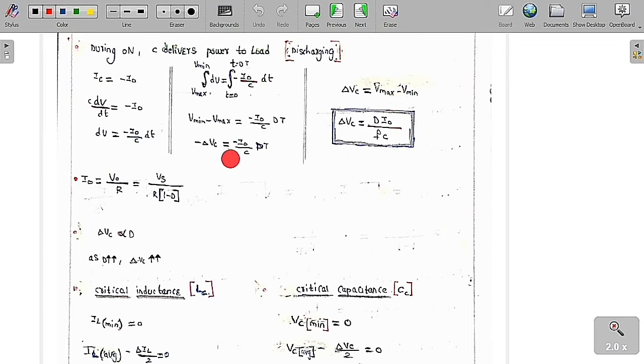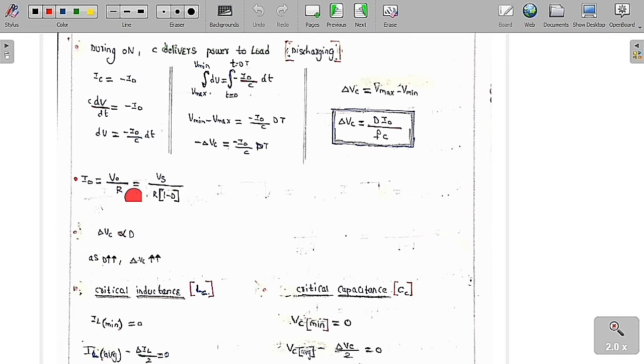So minus delta Vc is equal to minus I naught by C into dt. Minus minus cancels, so we get delta Vc is equal to D into I naught by f into C. This is the amount of change in the output voltage, or the capacitor voltage, where delta Vc is the maximum value minus the minimum value of the output voltage or the capacitor voltage.